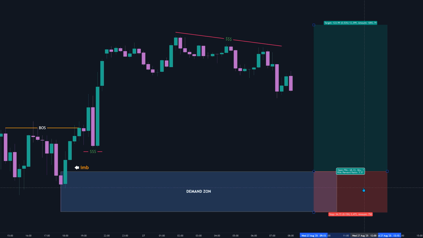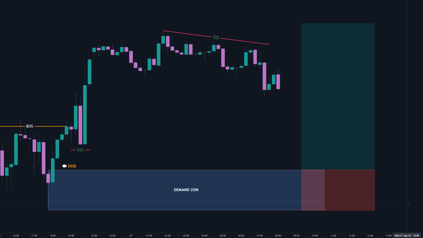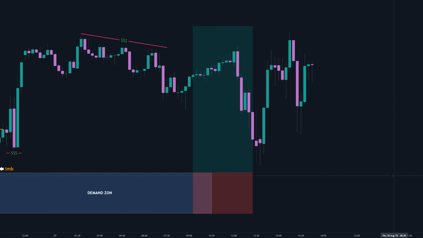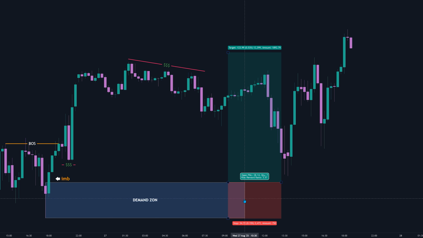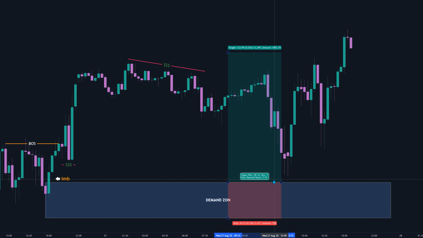So our trade plan is ready. Demand zone entry, tight stop below, target at liquidity, and a good risk-reward is simple, logical, and structured. Alright, let's see how the market actually reacted. Remember, we had our buy limit placed at the demand zone with a solid plan in mind.